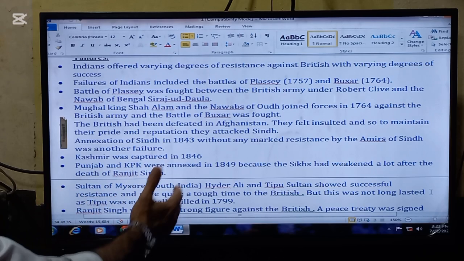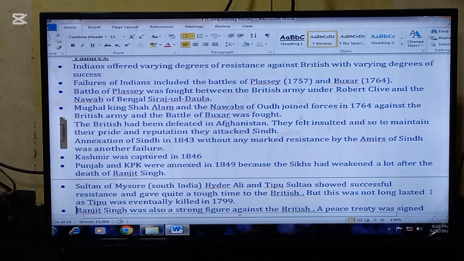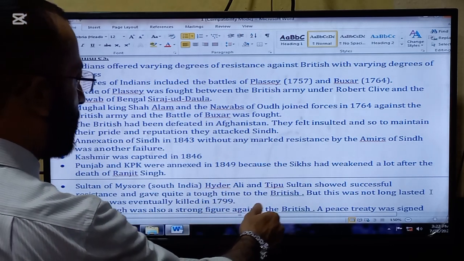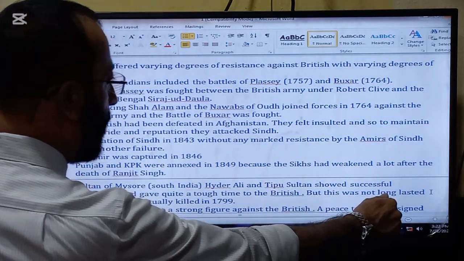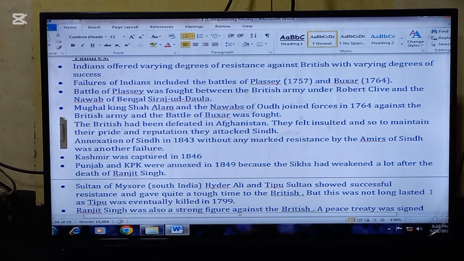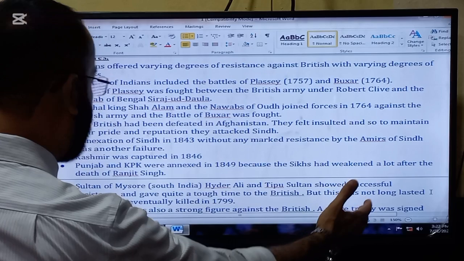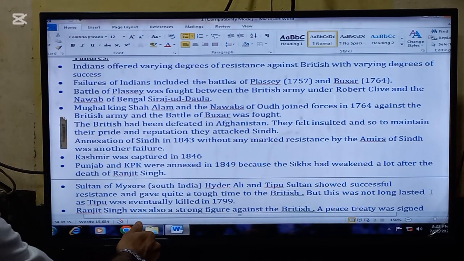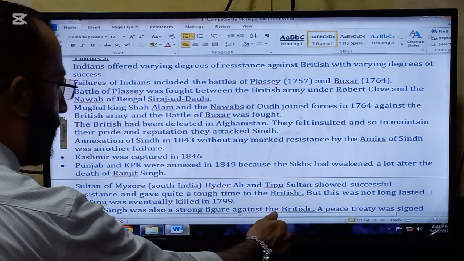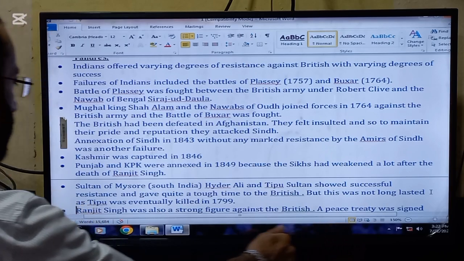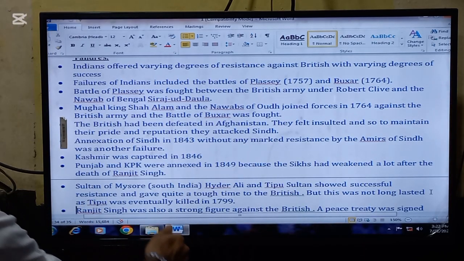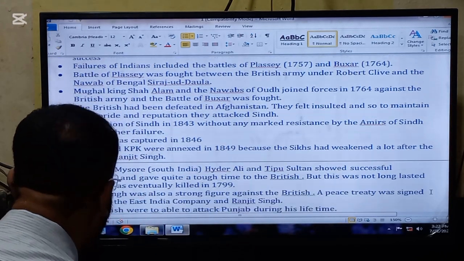Kashmir was captured in 1846. Punjab and KPK were annexed in 1849 because the Sikhs had weakened a lot after the death of Ranjit Singh. Sultan of Mysore, South India, Hyder Ali and Tipu Sultan showed successful resistance and gave quite a tough time to the British. But this did not last long, as Tipu was eventually killed in 1799.